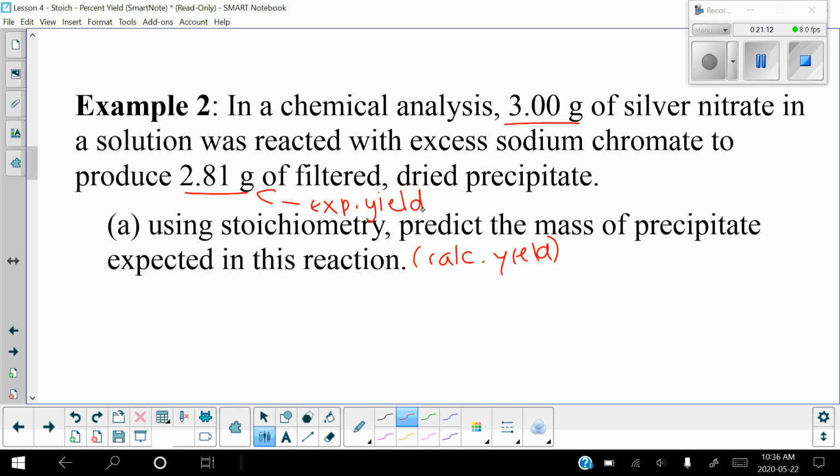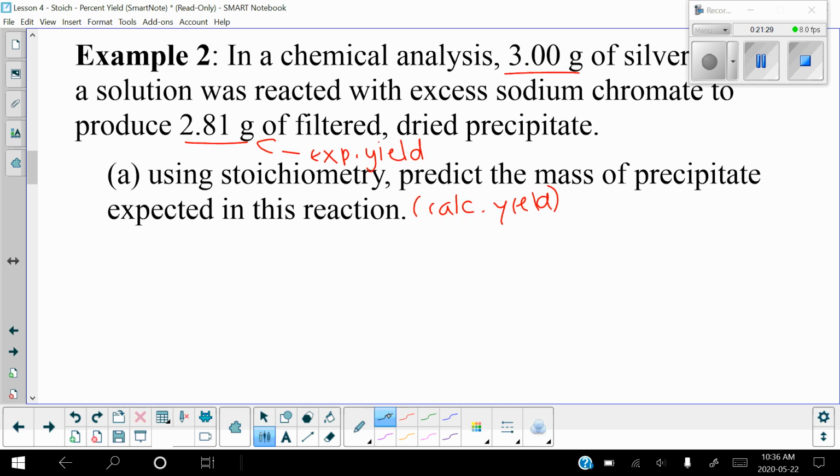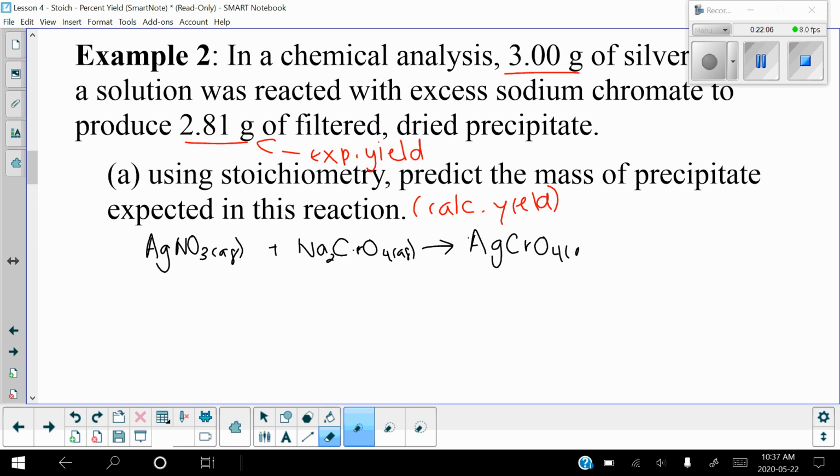Now, a lot of students will just go directly to the 3 and say that that's their calculated. You need to actually calculate your percent yield. You can't take it from the thing. So to help us, we're going to start off with a balanced reaction. We have silver nitrate reacting with sodium chromate to produce silver chromate, which is going to be a solid because it is not aqueous in water, and you're using page 6 in your data book to determine this.